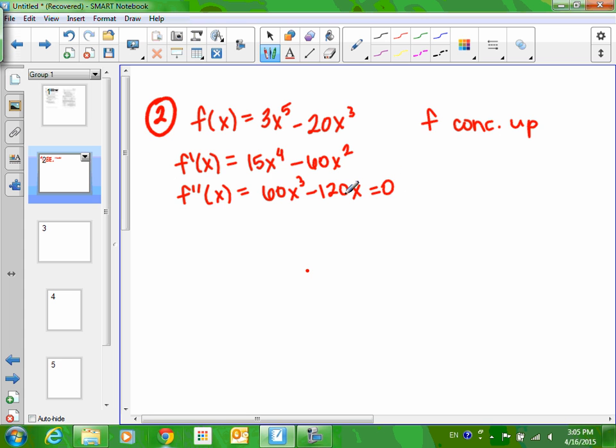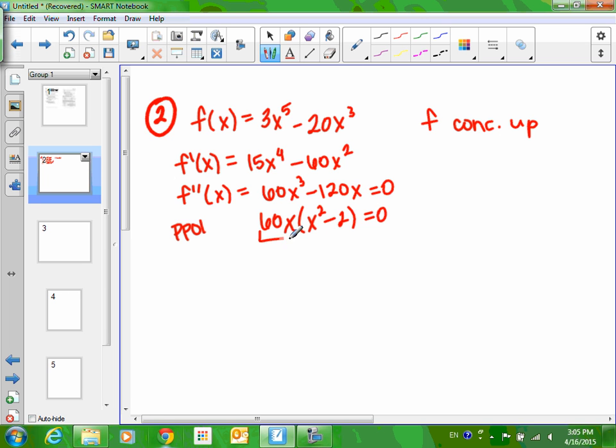So I'm going to set this equal to 0, and these are not actually called critical numbers. Critical numbers are where the first derivative equals 0. These I'm going to call possible points of inflection, PPOI, that's right. To solve this, we need to factor out a 60, and I can also factor out an x. What I'm left with is x squared minus 2.